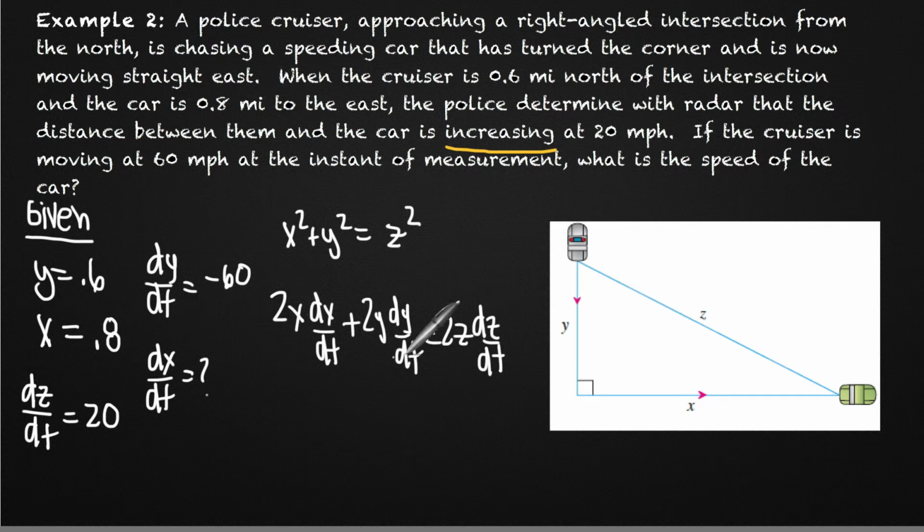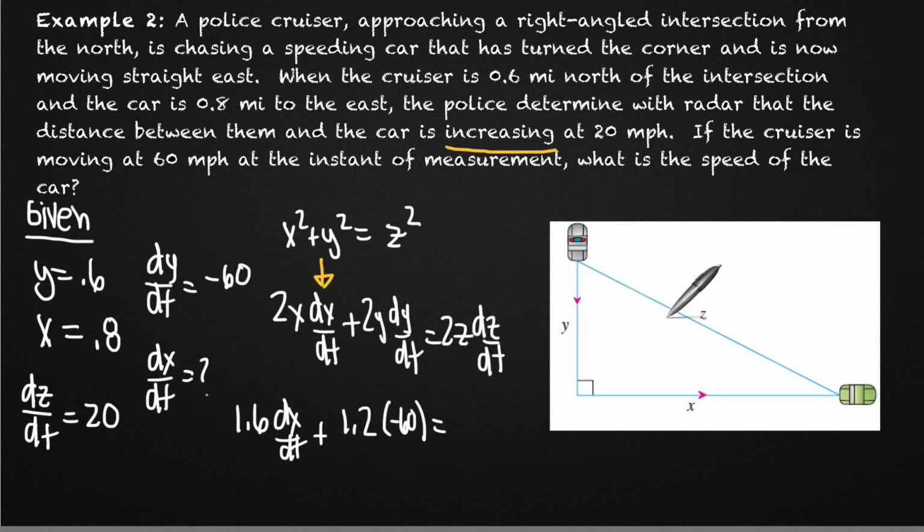We can plug in all of our information, and we know that we are ultimately looking for this guy right here, dx/dt. All right, 2 times x. X is 0.8, so that's going to be 1.6. We don't know what dx/dt is, so we'll leave that as a variable. And then 2 times y. Y is 0.6, so that's going to be 1.2. We do know dy/dt is negative 60.